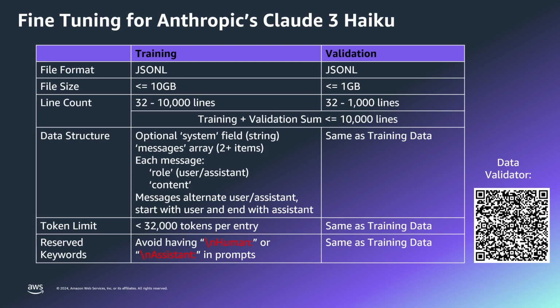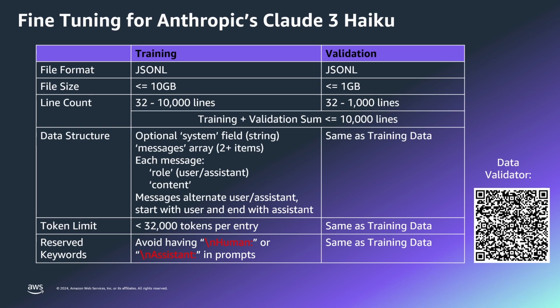Line count, there are a maximum of 10,000 lines that you can have, both combined between training and validation. So, for example, you can have up to 10,000 lines of training and 1,000 lines of validation. But at the same time, if you were to combine them, you would have to lower or increase one or the other so that you don't exceed 10,000 lines. So maybe 9,000 lines of training data and 1,000 lines of validation data will give you that total of 10,000 lines.